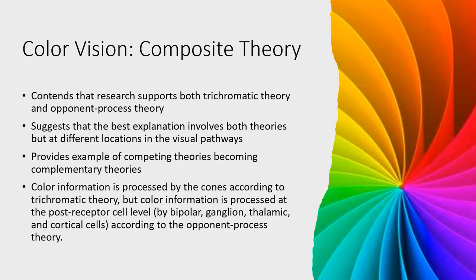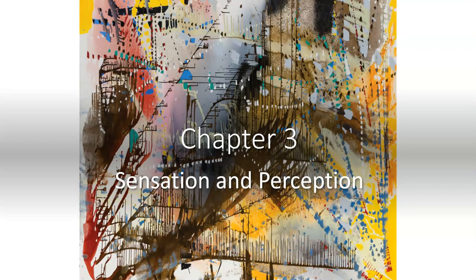Color information is processed by the cones, according to trichromatic theory, but color information is further processed post-receptor by ganglion, bipolar, and thalamic, as well as cortical cells in an opponent process way. And that concludes part 3.